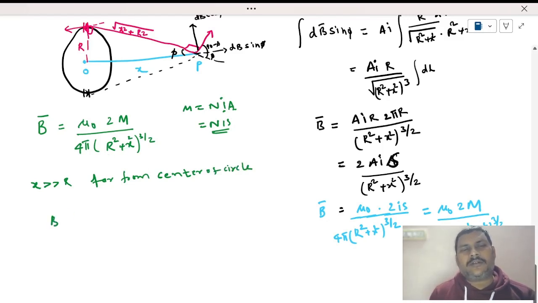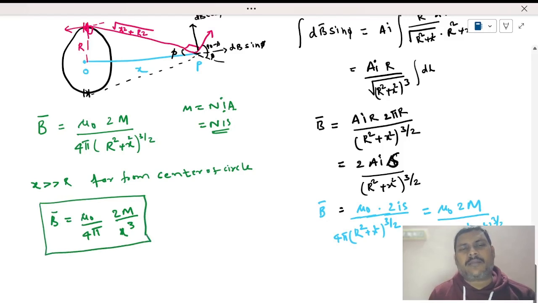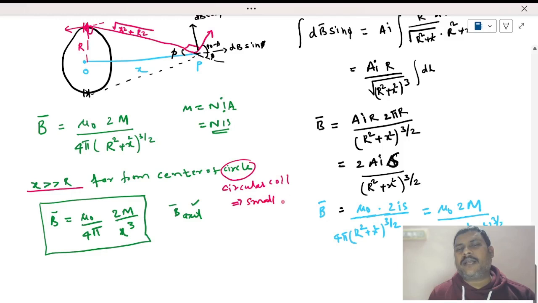So that's why B will become mu naught by 4 pi, 2m by x cube, since r is neglected and x is very much greater than r. So this is the field due to a bar magnet, a short magnet, on the axial line, B axial. That means for x greater than r, the circular coil behaves like a small magnet or point dipole, a small magnet I can tell.